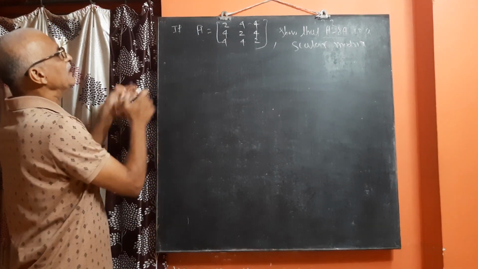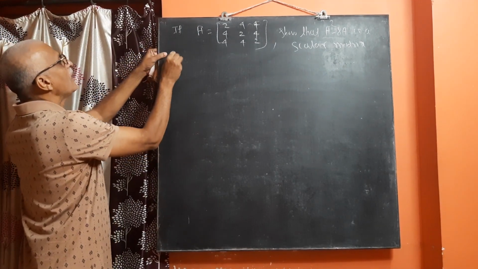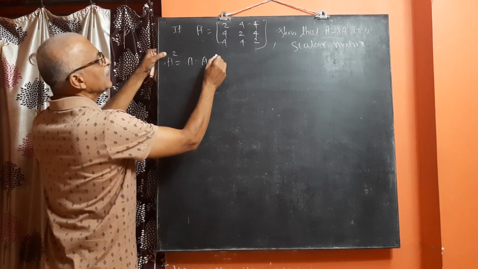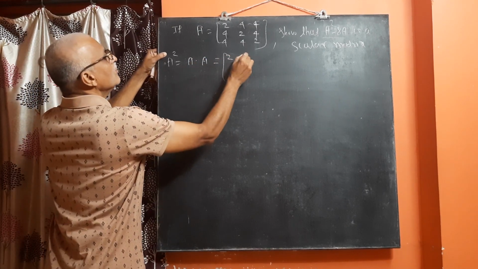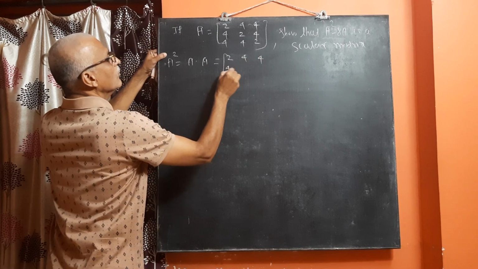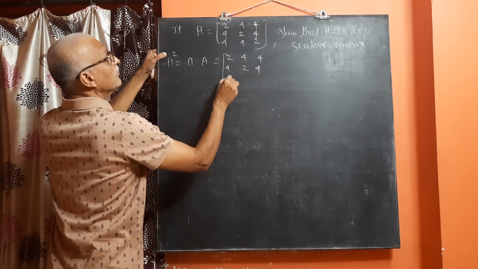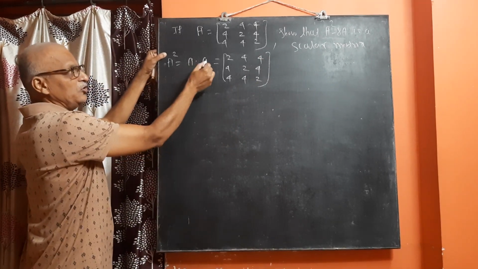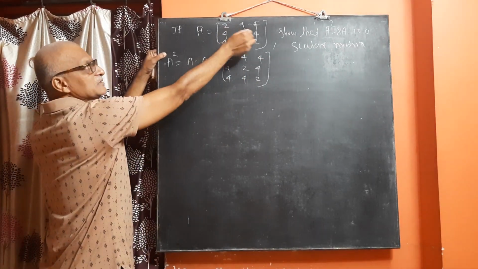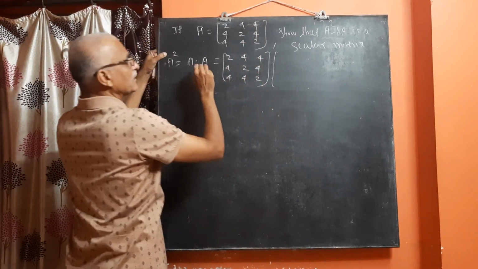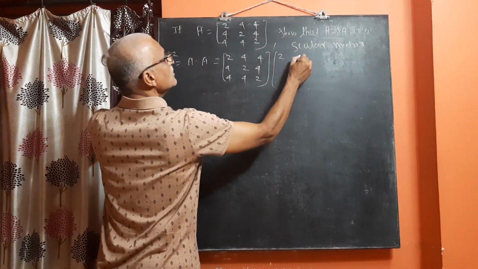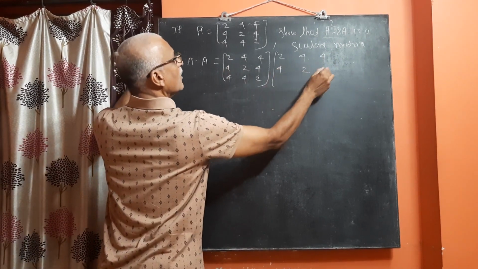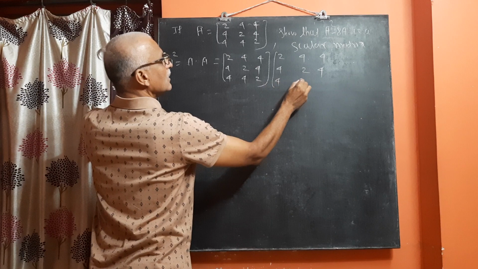Now A square is equal to A into A. I put here [2, 4, 4; 4, 2, 4; 4, 4, 2], A into A. So the value of A is this matrix, again into the same matrix, [2, 4, 4; 4, 2, 4; 4, 4, 2].